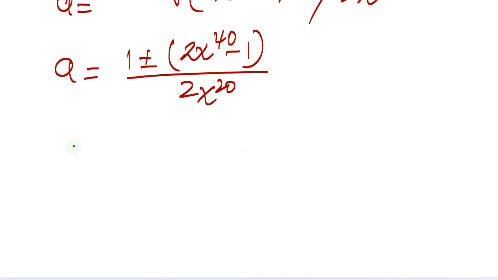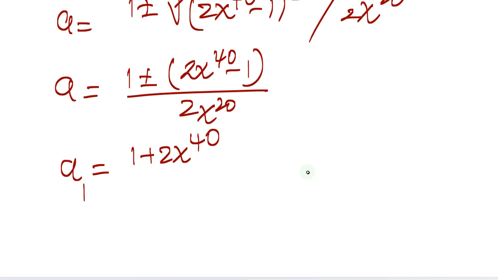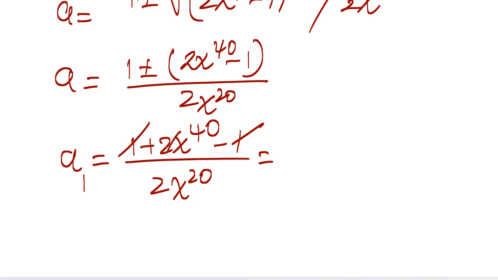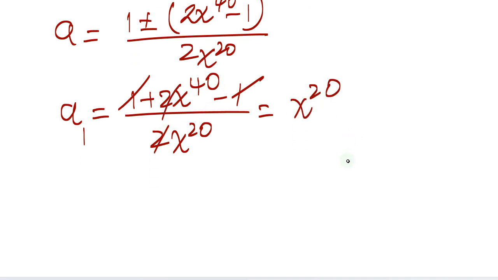And so I have that a1 is going to be 1 plus 2x to the 40. Is it x to the 20 or x to the 40? Okay, it's x to the 40 actually, minus 1, divided by 2 times x to the 40. So this one will go with this, and then this will go with this, and then we have just x to the 20. So a1 is equal to x to the 20.